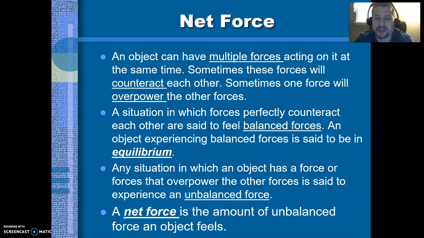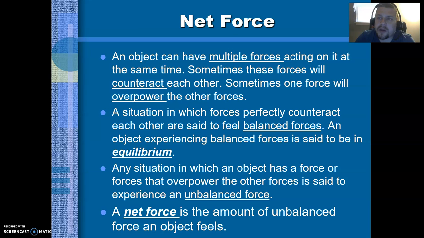Any situation in which an object has a force or forces that overpower the other forces involved is said to be experiencing unbalanced forces. And the unbalanced forces, when we add them up, the amount that's left over, the amount that's not counteracted by the other forces involved on an object, is called a net force. Net force is the amount of unbalanced force that an object feels, and we can tell a lot about what an object is doing or what's happening to that object based on that unbalanced force amount, net force amount.